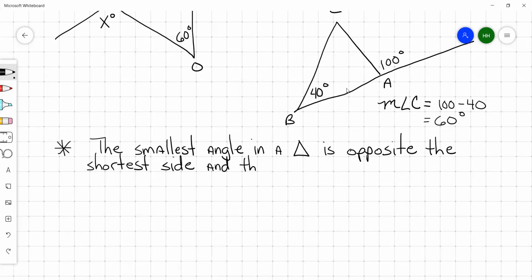and the largest angle is opposite the longest side.